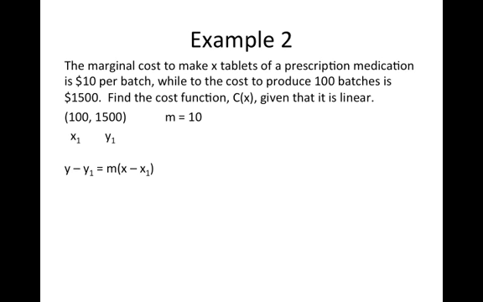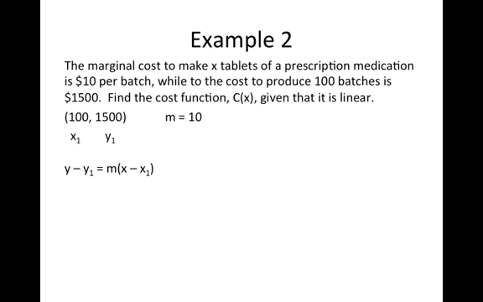So we have everything we need to plug into point slope form, and we will work with it then to put it in the C of x equals mx plus b form. Now, we're not going to use C of x until the very end. We're going to use y just because that's easier to work with. So point slope form is y minus y1 equals m times x minus x1.